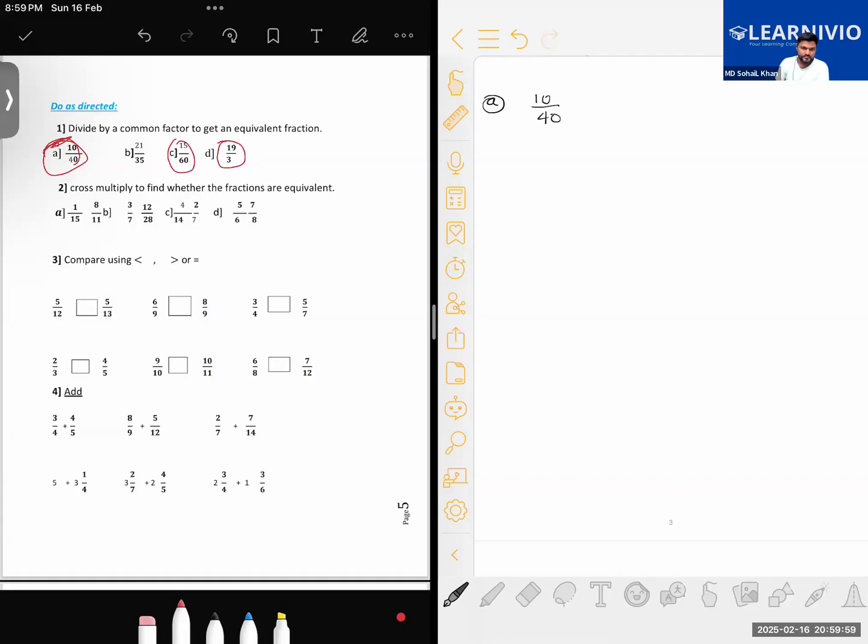It's 2 upon 8 for 2 10 upon 40. Okay, that is also correct. So you have divided both of them by 5, right? Yes. Okay, good.